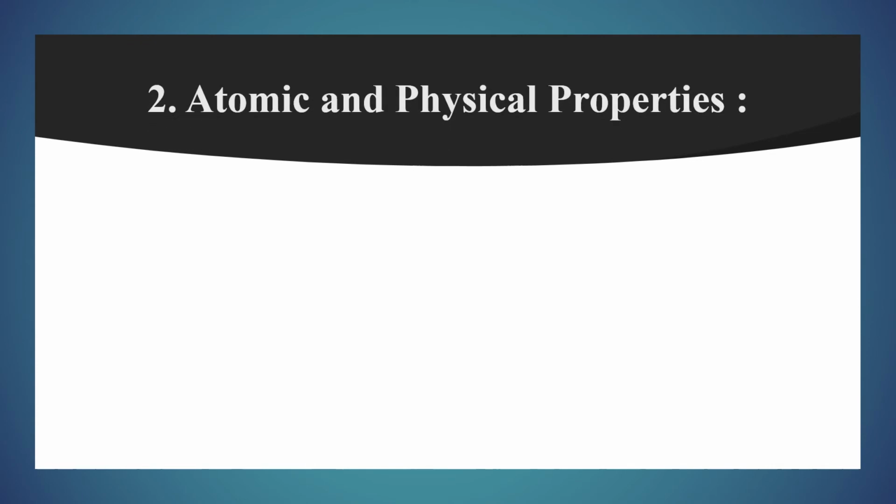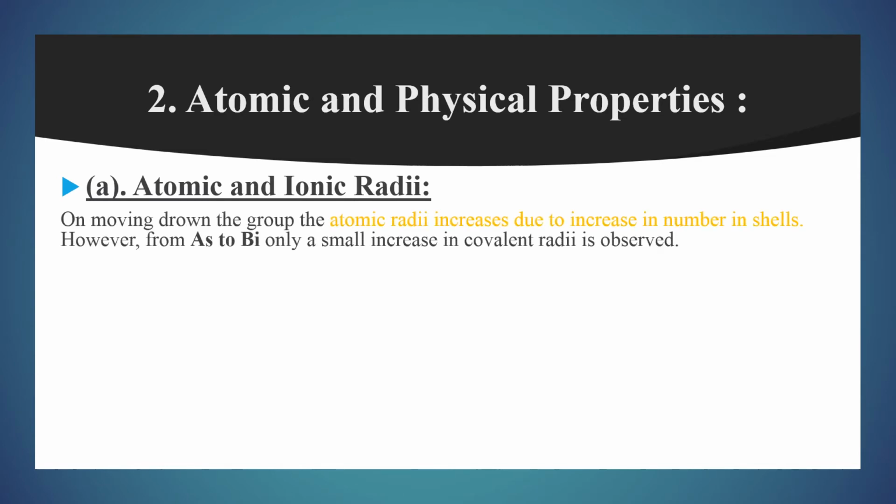Come to the next characteristic, atomic and physical properties. In atomic and physical properties, the first property which we will discuss is atomic and ionic radii. On moving down the group, in group 15, as we move down the group, atomic radii increases due to increase in number of shells.